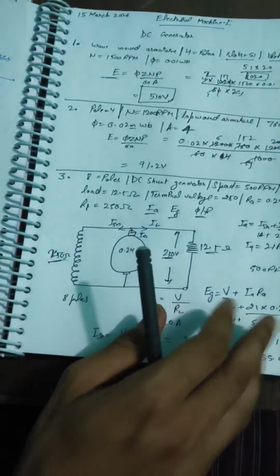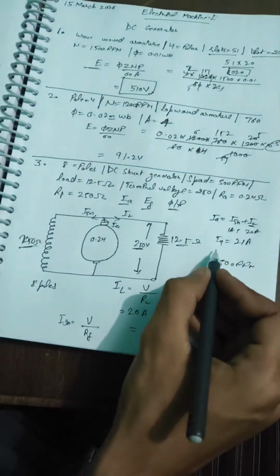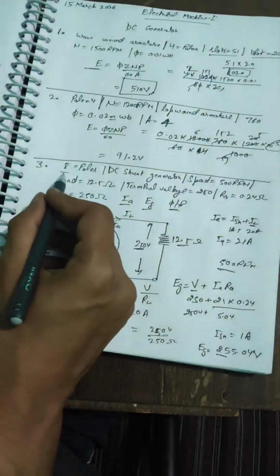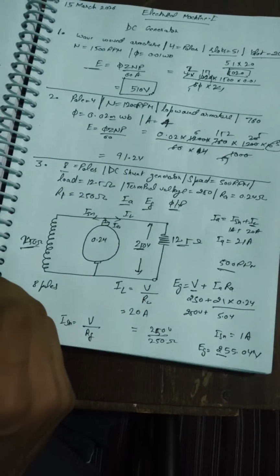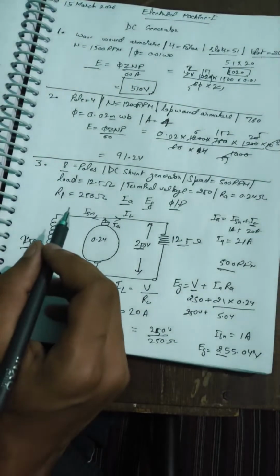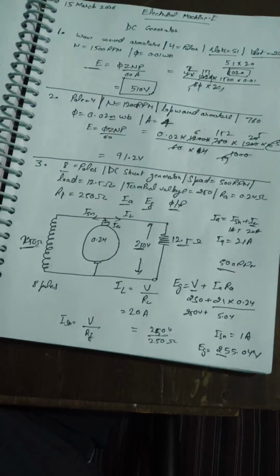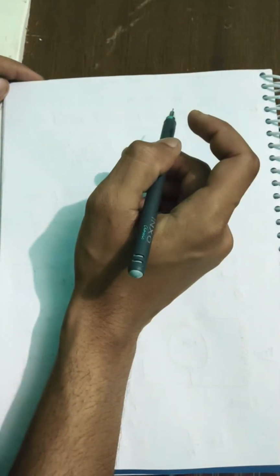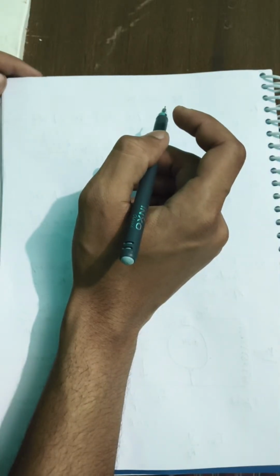And now we have the speed of rotation, we have the generated EMF, we have the number of poles. So we can find out the flux per pole. So in the question we have mentioned that it's a shunt generator, and also wait a second, I think I forgot to mention.